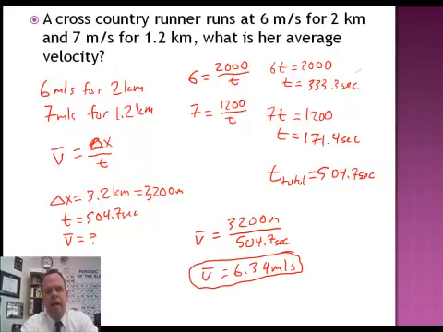So this is probably the most complicated type of average velocity problem. You've got to remember the average velocity is the total displacement for the entire trip divided by the total time. When you get different velocities and you're given distances, you need to find the total displacement divided by the total time. So you've got to work through the equation multiple times.